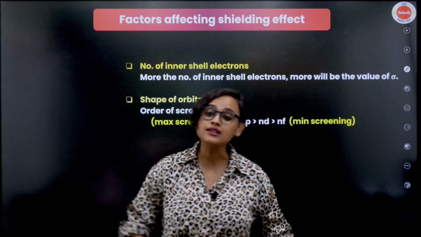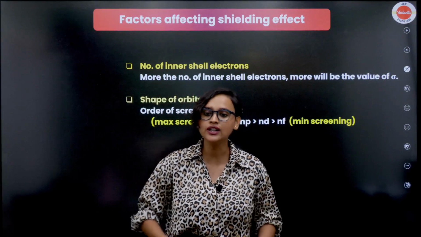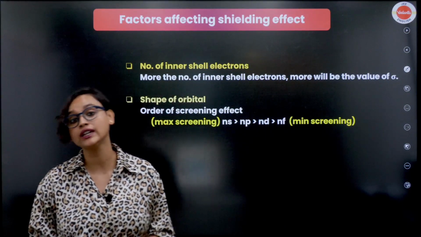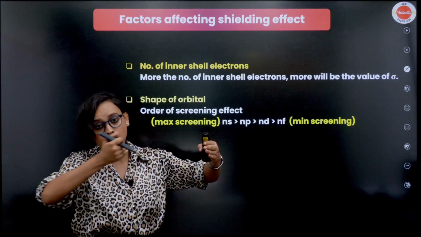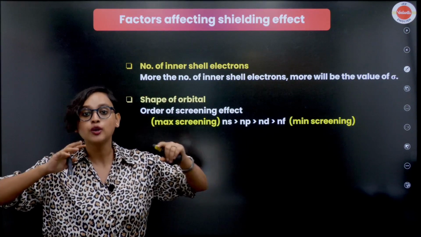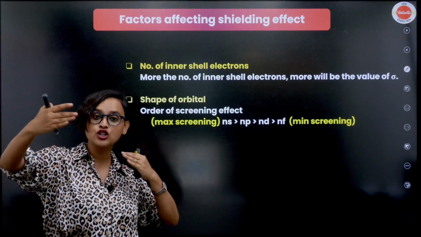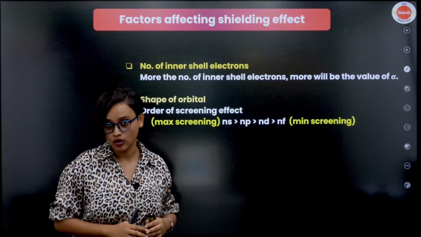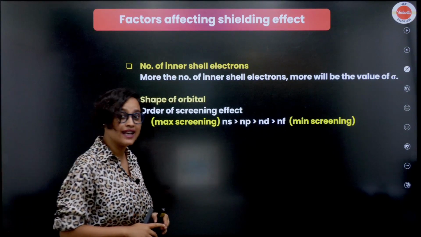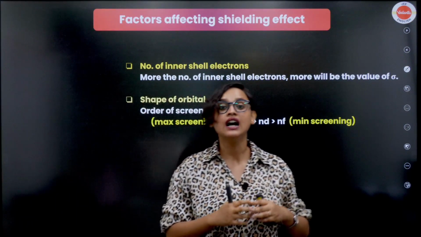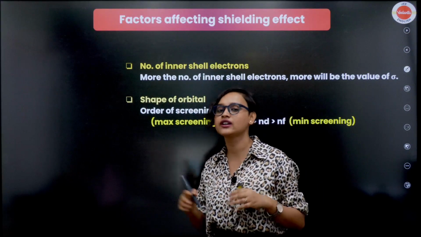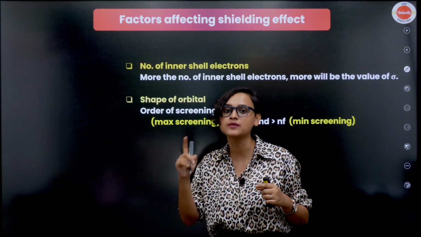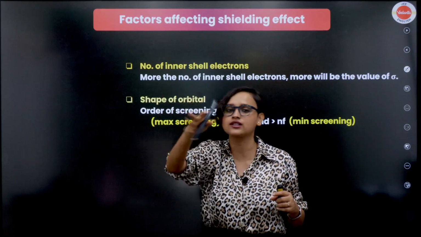Now, what are the factors that affect this shielding effect? The shielding effect actually depends on the number of inner shell electrons. The more inner shell electrons you have, the more repulsion is experienced by the outermost electrons. Then the shape of the orbital. Yes, the s orbitals, because they are spherical, experience a lot more shielding effect than anybody else. The shielding effect in s orbital is the highest, then comes p, then comes d, and f has the poorest shielding effect.